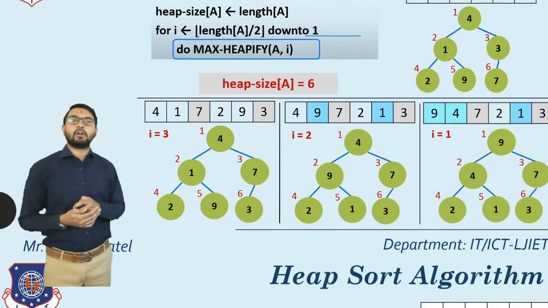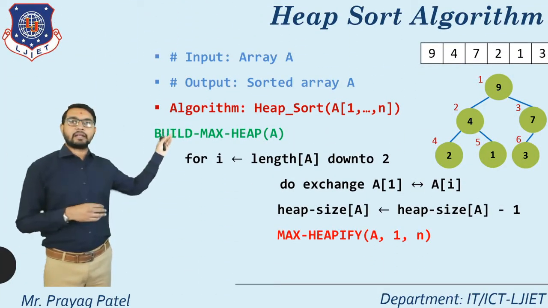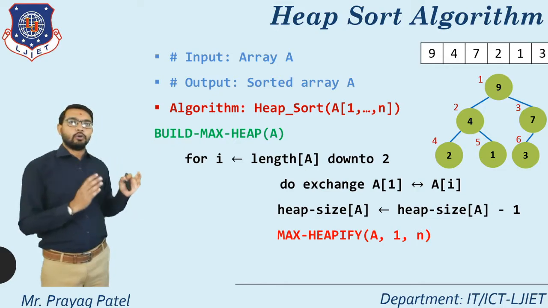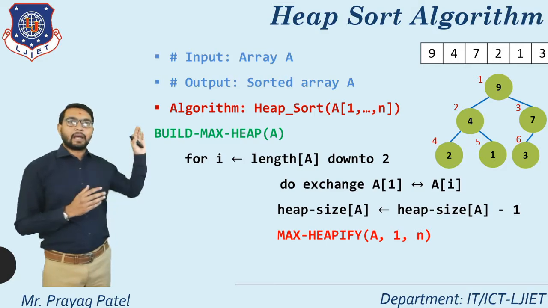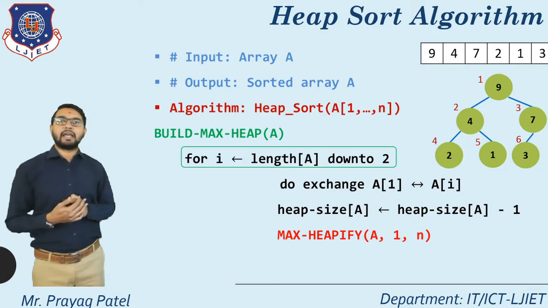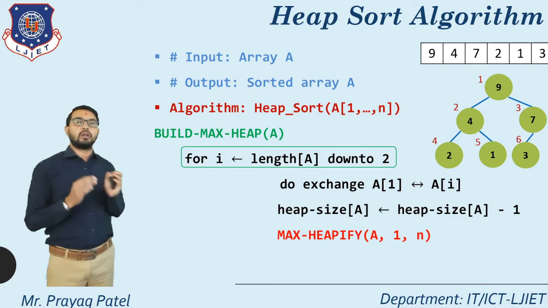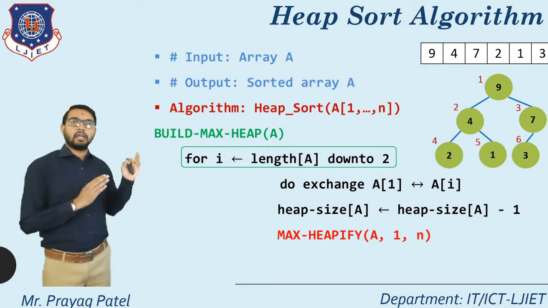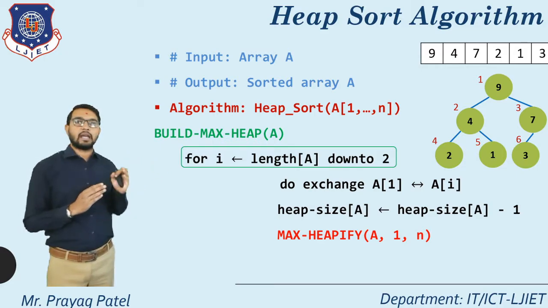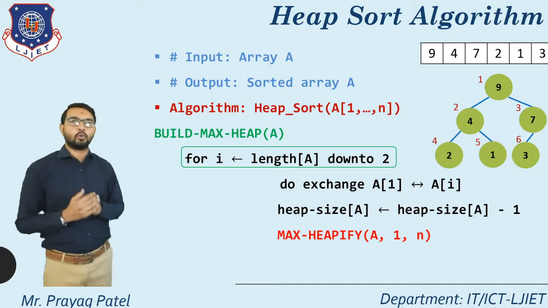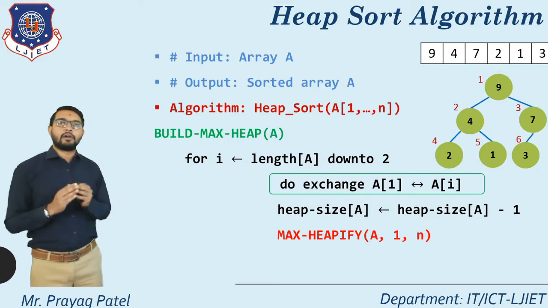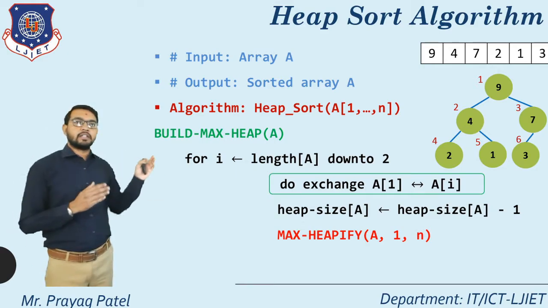So in our algorithm we already considered the build max heap function, and according to the build max heap function you design one heap tree or maximum heap tree. After that, consider the next line of the algorithm: for I equal to length of A down to 2. Means you start from the length of A, from I equal to 6, and go up to node number 2, location number 2. Now the next function is do exchange A of 1 with A of I.